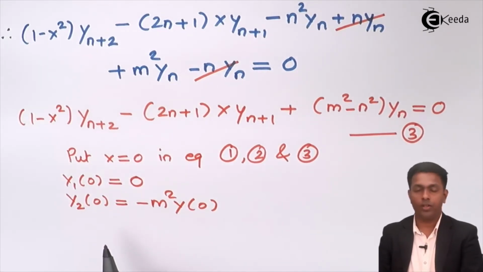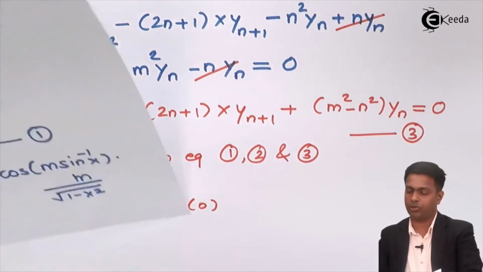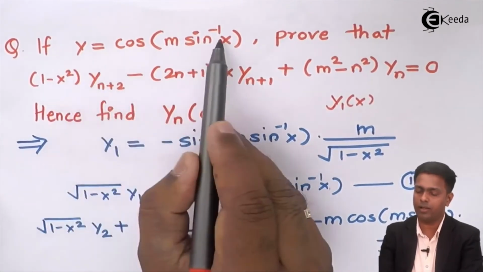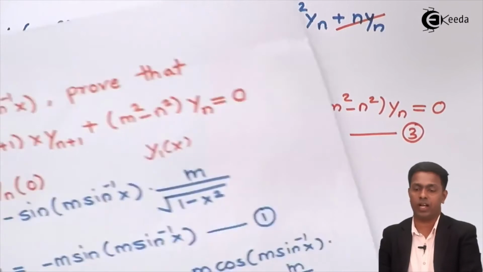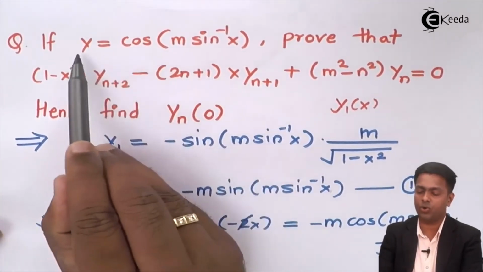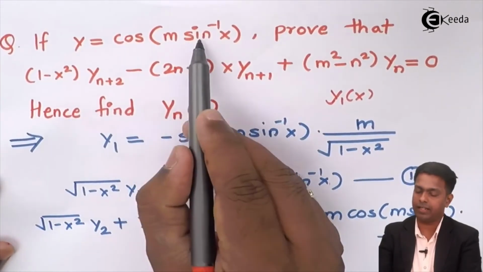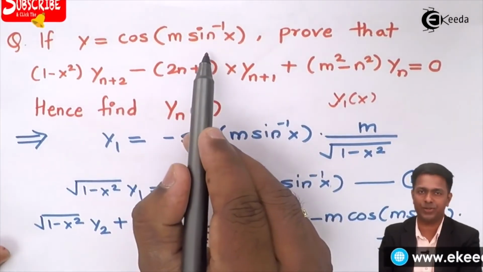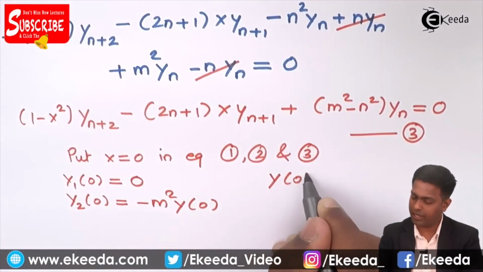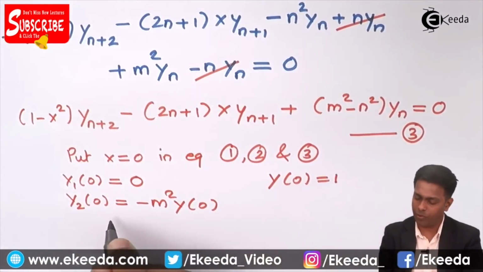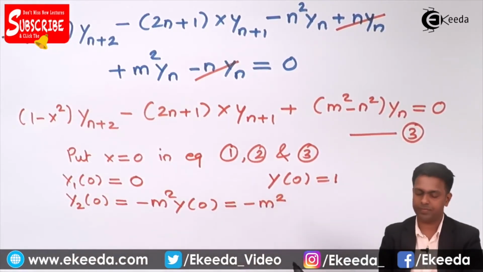Now you must be thinking, what is y of 0? So let's come back to the question. This is the value of y. Now to get the value of y of 0, I will put x as 0 in this. So here we'll get sine inverse of 0, which is 0, and cos of 0 as 1. So it means guys, the value of y of 0 is equal to 1, and therefore this y2 of 0 will be negative m square.